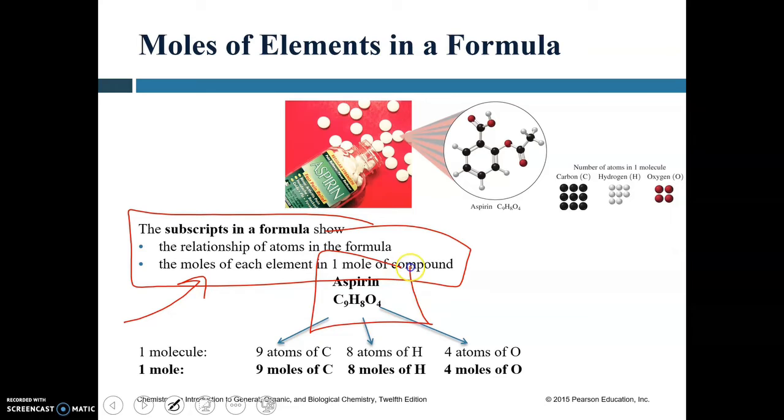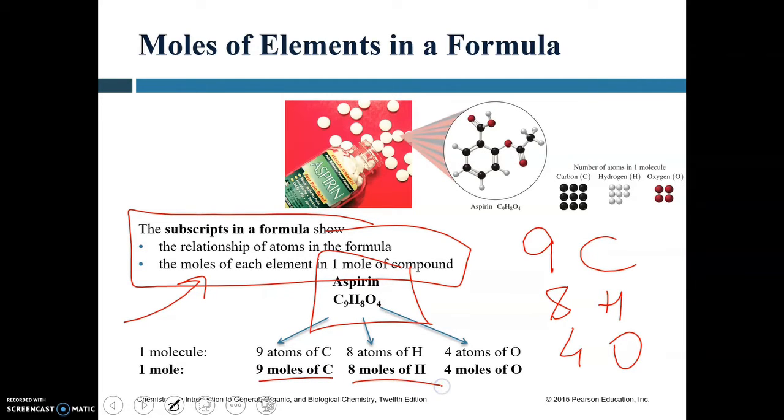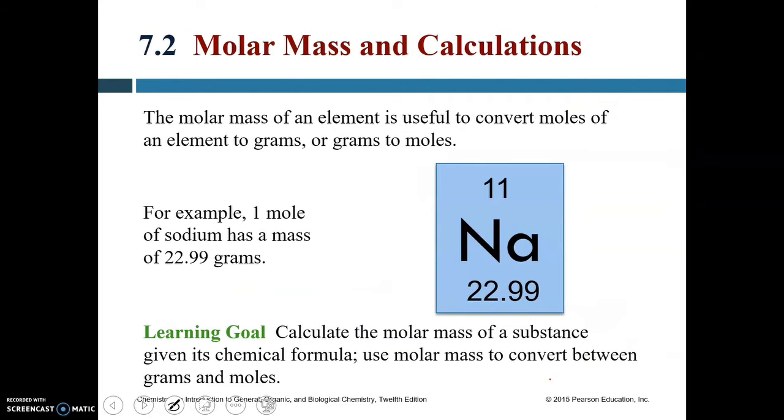So the formula for aspirin is C9H8O4, which means that 1 molecule of aspirin contains 9 atoms of carbon, 8 atoms of hydrogen, and 4 atoms of oxygen. Therefore, 1 mole of aspirin will contain 9 moles of carbon, 8 moles of hydrogen, and 4 moles of oxygen.